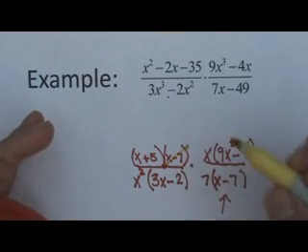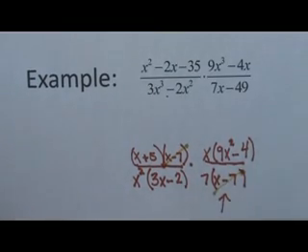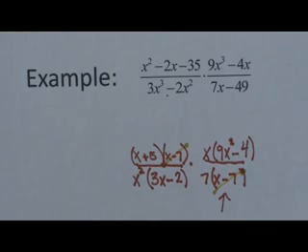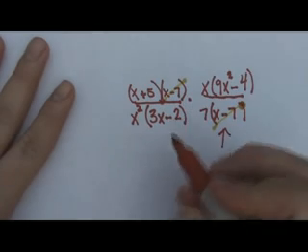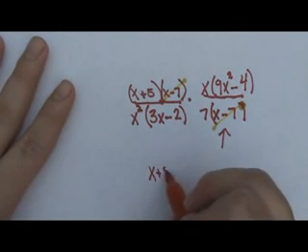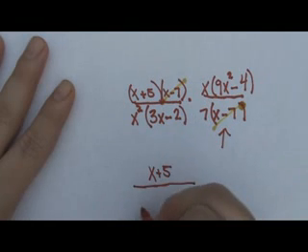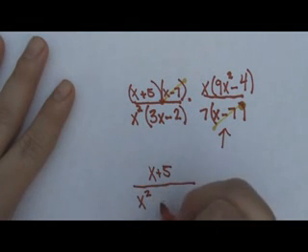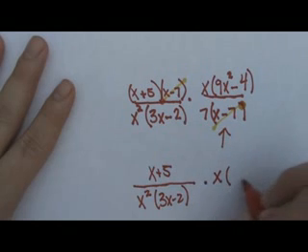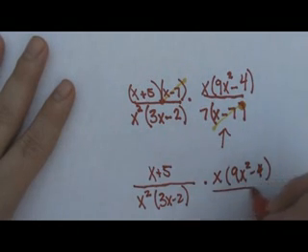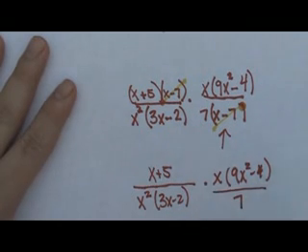Here's an x minus 7. Here's an x minus 7, so they will cancel. So let's rewrite that with our canceled factors gone. We have x plus 5 over x squared, which is 3x minus 2, times x times 9x squared minus 4 over 7.